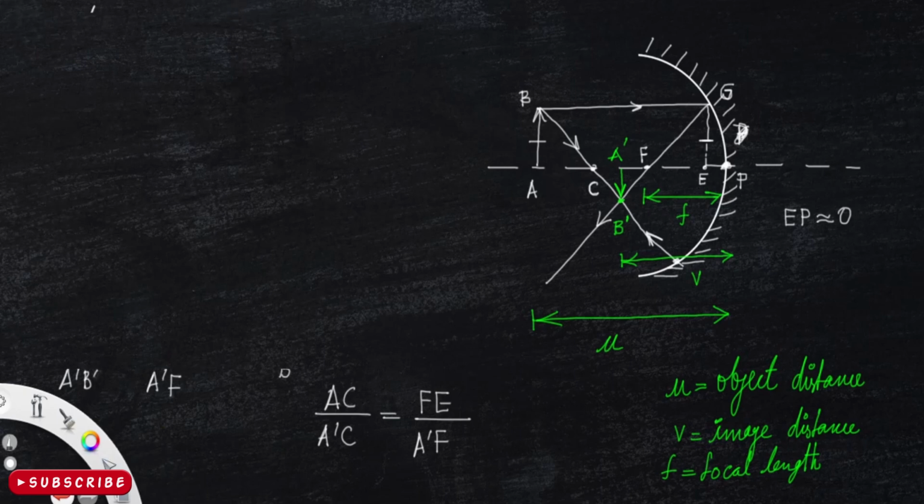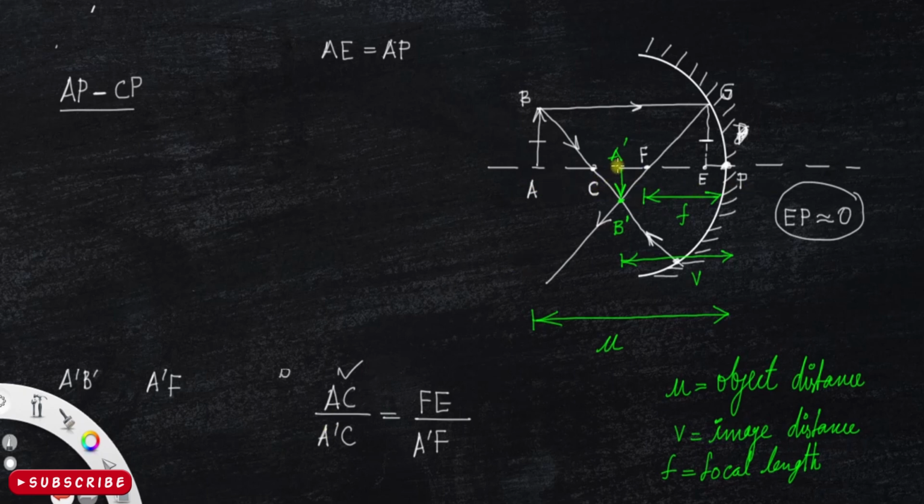Before that, this AC can be written as AE or AP. Here AE is actually AP, okay, because in our consideration EP is 0. So this AC will be AP minus CP, right? So this AC equals AP minus CP.